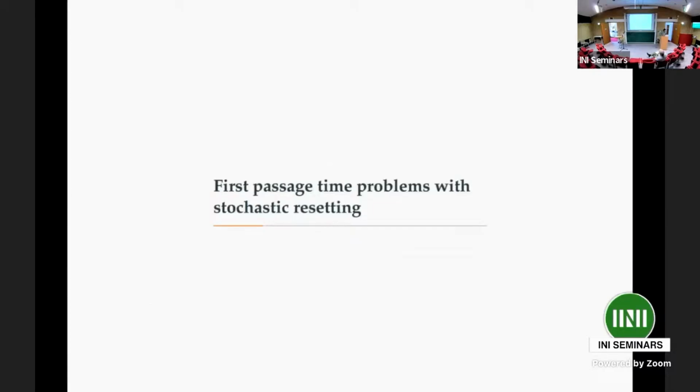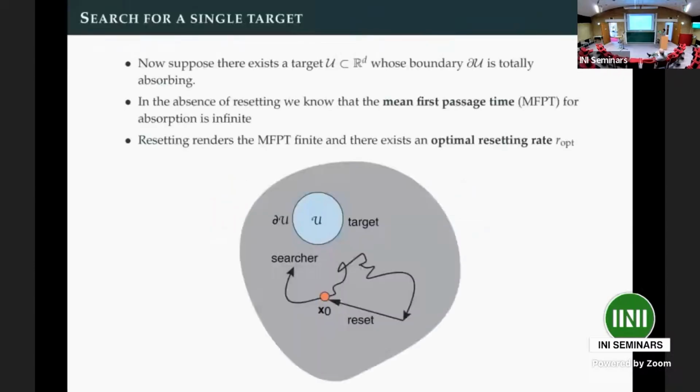From my perspective, in terms of search processes, what's more interesting for me is the effects of resetting on first passage time problems. And this again is the second of the two elements, non-equilibrium steady state, stationary states, and the first passage time problem that has created this interest in resetting. Okay, so let's look at a simple target problem. And I talked about these sorts of problems yesterday.